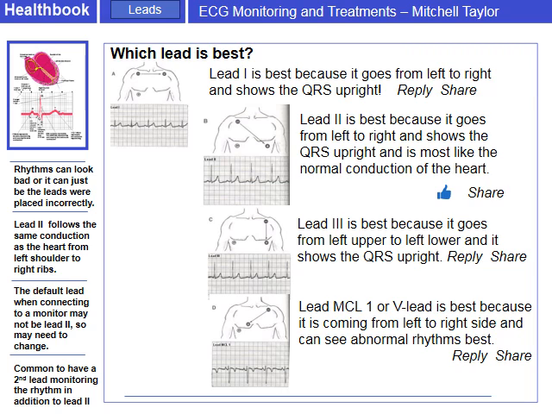So lead 1, again, the QRS isn't that prominent, but it is upright. Lead 2 pops up and says, hey, I'm the best because I go from left to right and show the QRS upright, most like the normal conduction of the heart. So we give that a thumbs up because that's our normal rhythm that we would want to monitor patients in as lead 2. If we have no other lead to do it, we'd like to do it in lead 2.